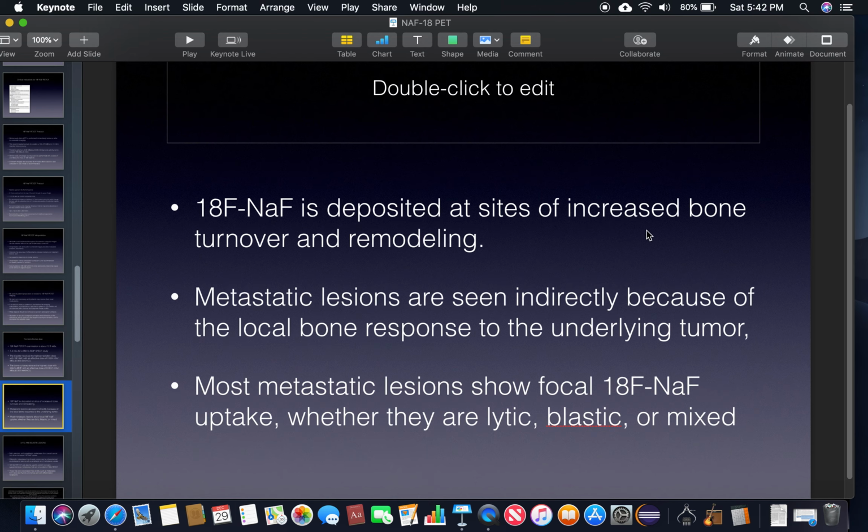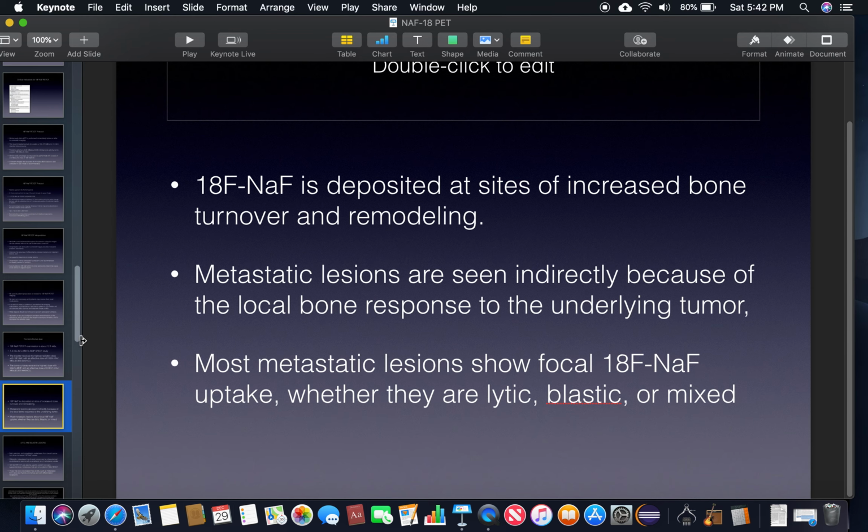The sodium fluoride is deposited at sites of increased bone turnover and remodeling, and metastatic lesions are seen indirectly because of the local bone response to underlying tumor. Now, most metastatic lesions will show focal sodium fluoride uptake, whether they are lytic, blastic, or mixed. So that's a great advantage in comparison with the bone scan or FDG PET.